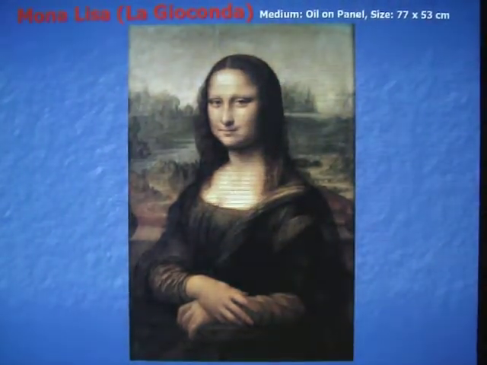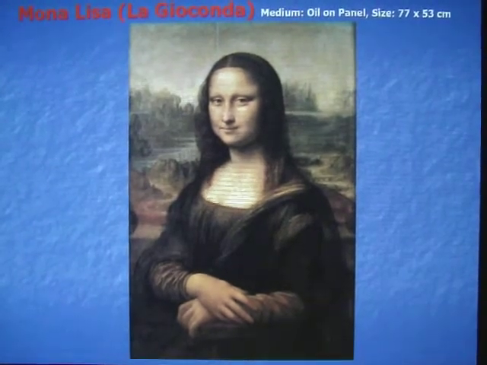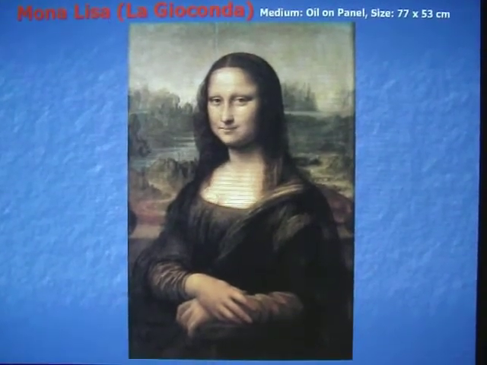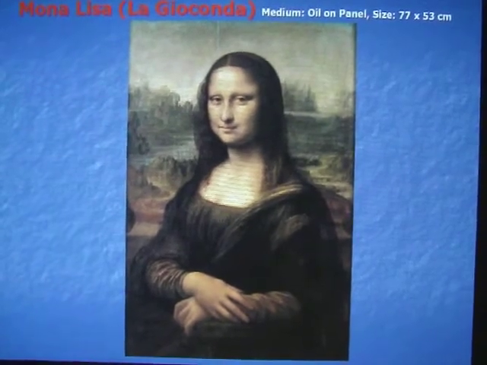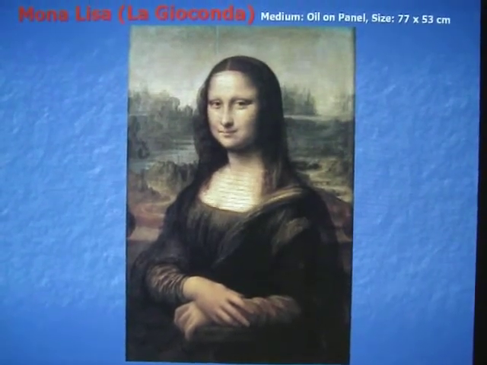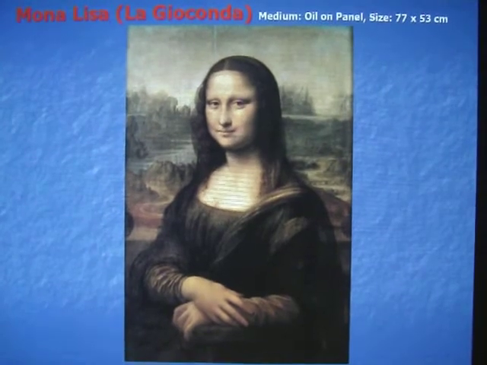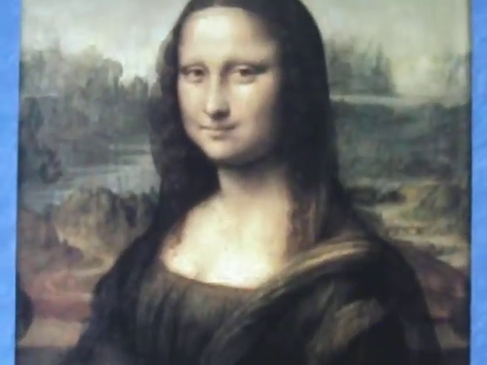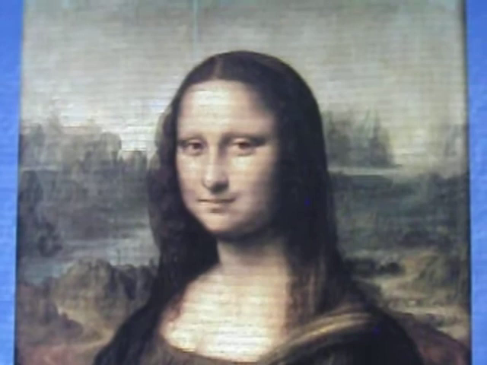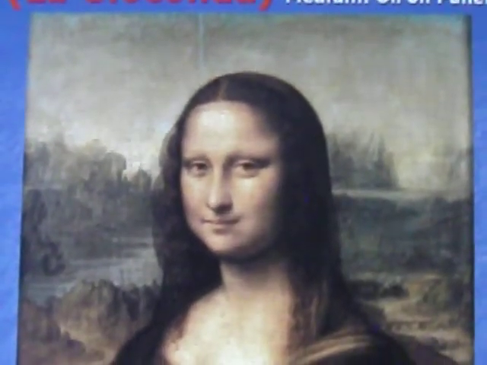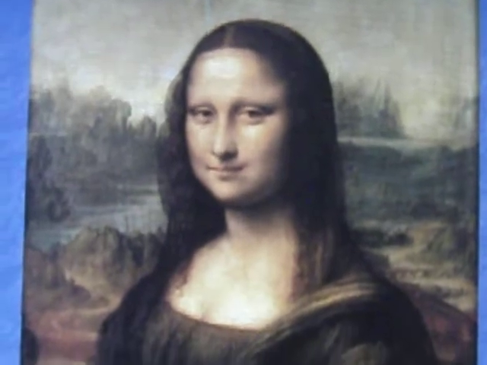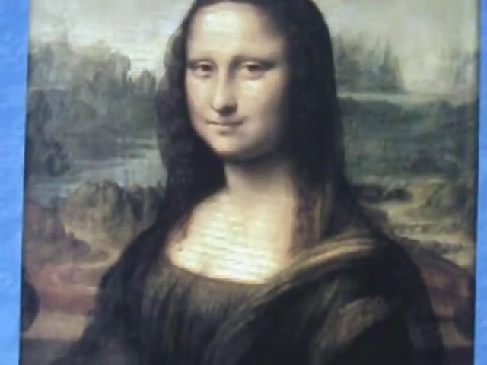Today we will be talking about different aspects of Mona Lisa, which is probably the most popular painting in the world. Mona Lisa was painted oil on panel and the size is 77 by 53 cm. The sitter is Lisa Gherardini, wife of an Italian merchant, Francesco del Giocondo.